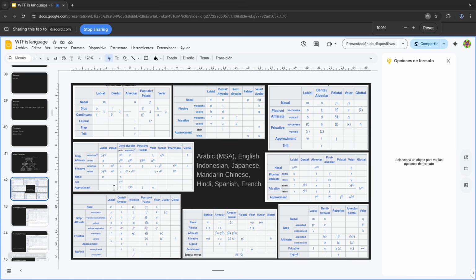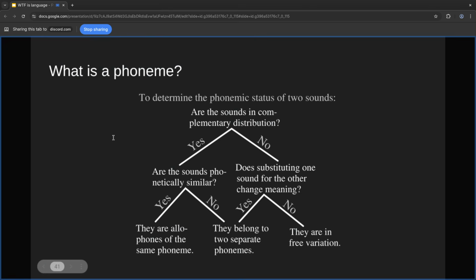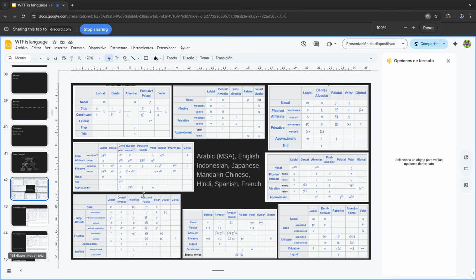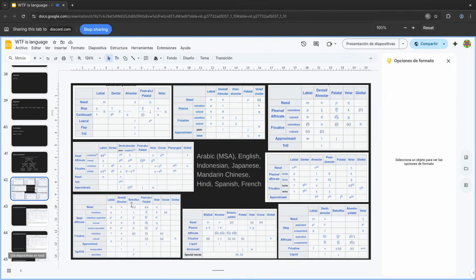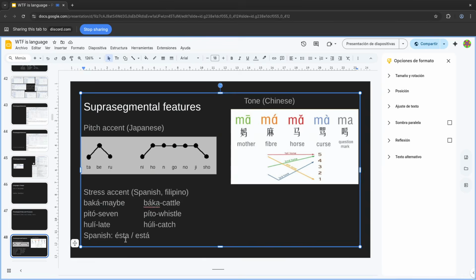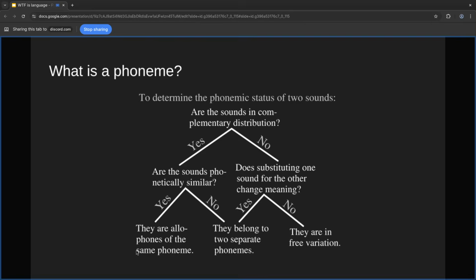And stress accent. Stress accented languages have, instead of a pitch that distinguishes between words, the stress, which is usually some combination of pitch or volume or some number of other features. These are a couple of examples from Filipino, which has a lot of stress accenting. So baka versus baka, maybe versus cow. Plenty of examples of that in Filipino. Spanish has them as well, although they're, I think, less frequent. So esta, meaning this one, versus está, to be, in the third person.